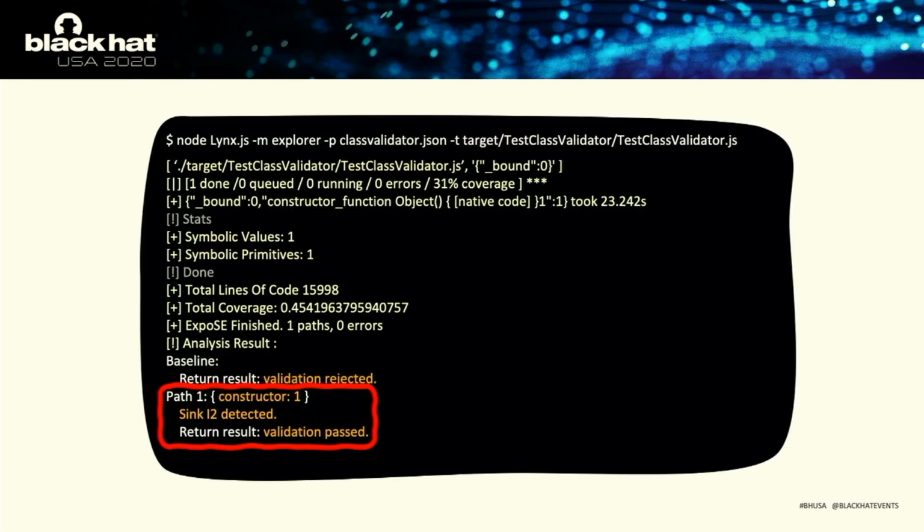So this is the output of our exploit module. From the circled area, we can observe that the key-value pair, constructor and 1, triggers the sink I2. And in the last line, we can find that Lynx automatically generates exploits that can successfully lead to the input validation bypass.